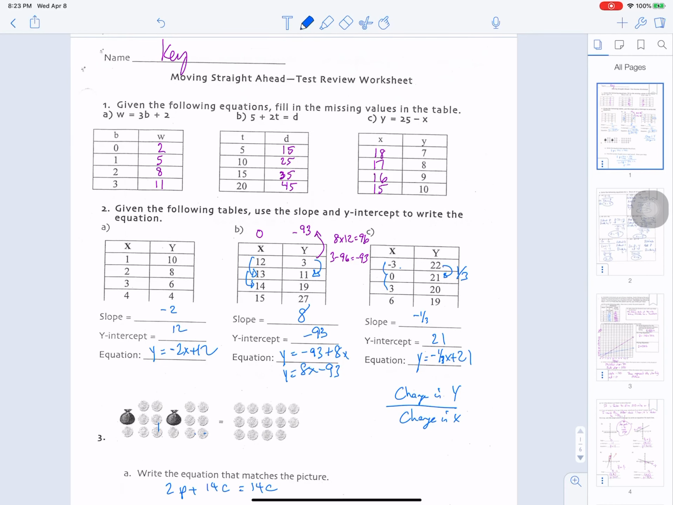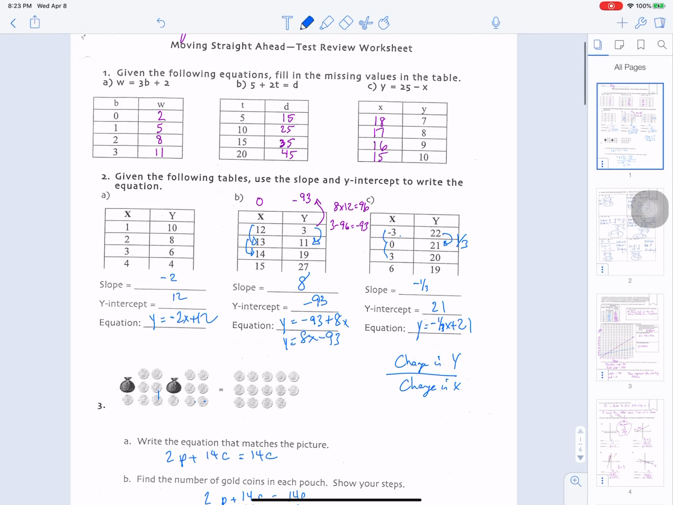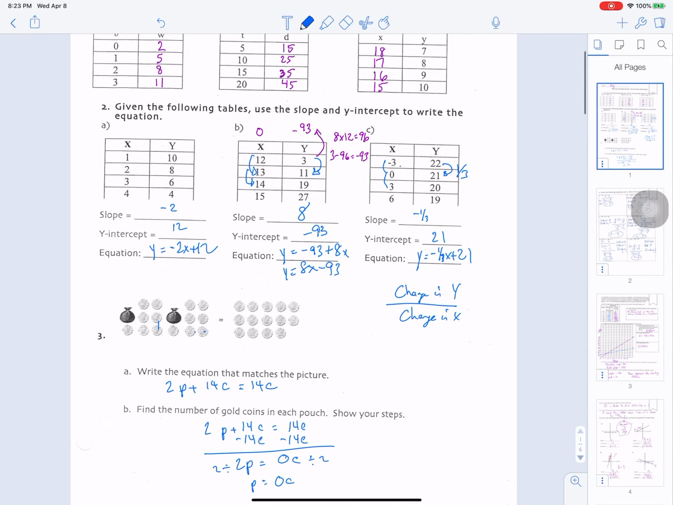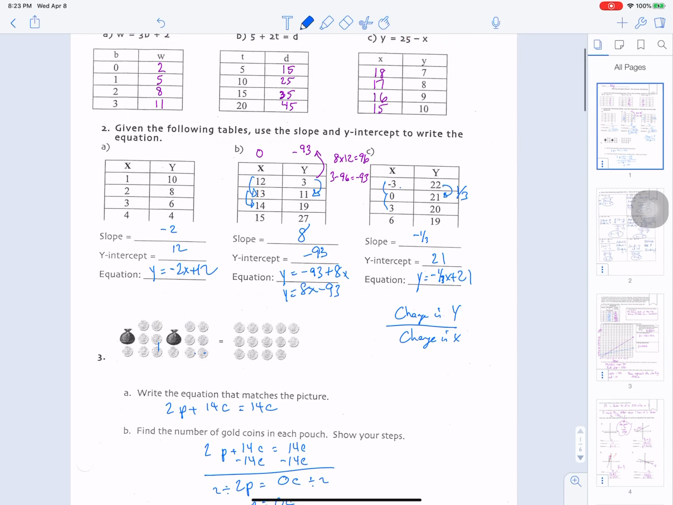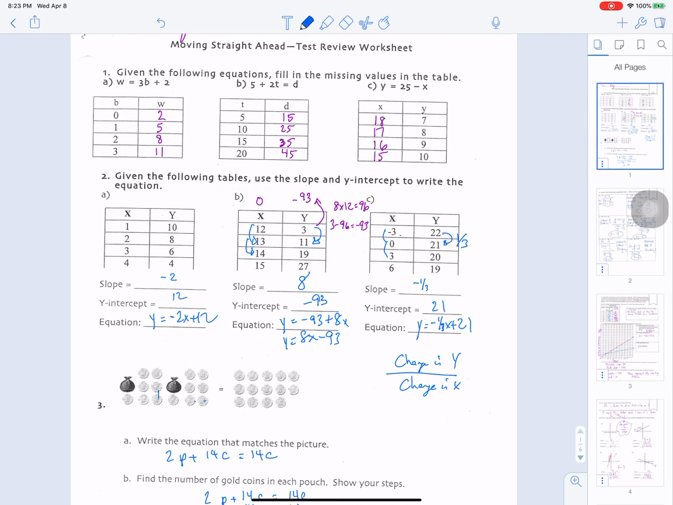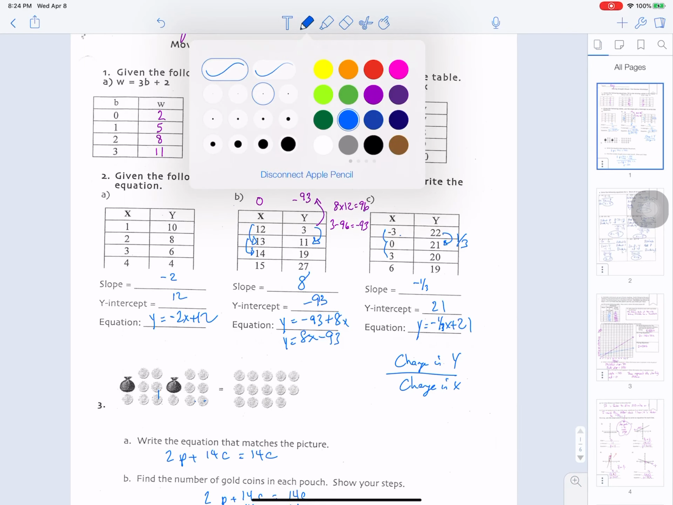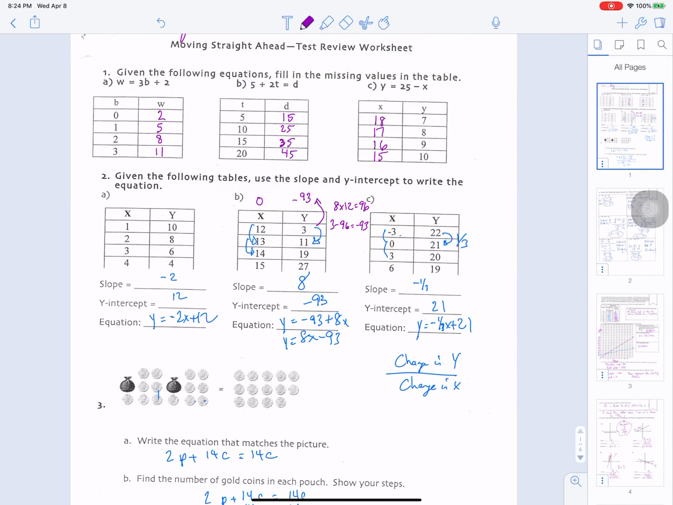Hey, sixth graders, by now you should have spent some time looking at this unit review. There were a couple questions that seemed to stump you. First of all, on the first page, question 2, B and C here. And a lot of that had to do with finding the change in X and Y.